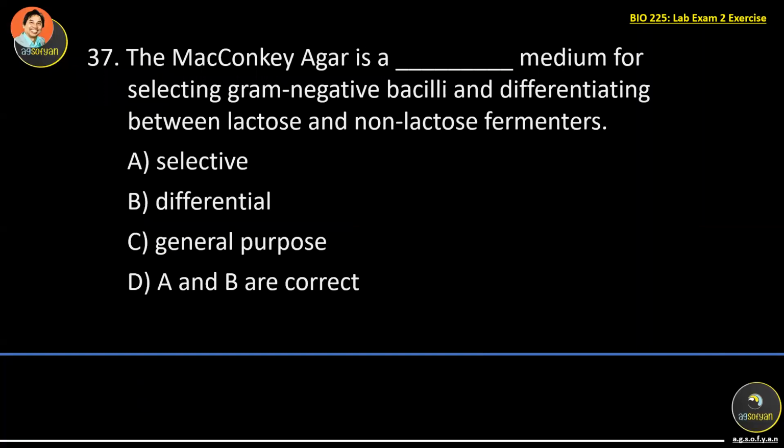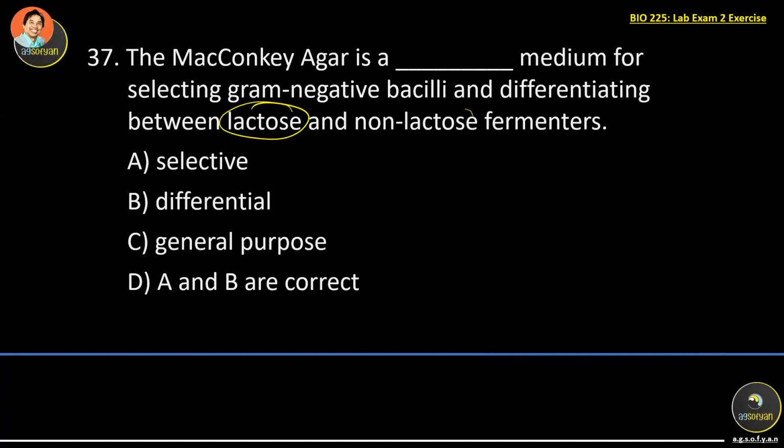The next test is called the MacConkey agar test. It is a selective medium for selecting gram-negative bacilli and differentiating between lactose and non-lactose fermenters. So MacConkey is used for determining bacteria that are able to ferment lactose. Okay, this one is lactose, not glucose anymore. So it is a medium.